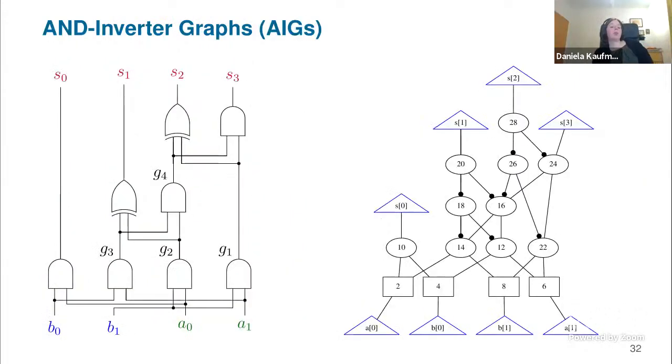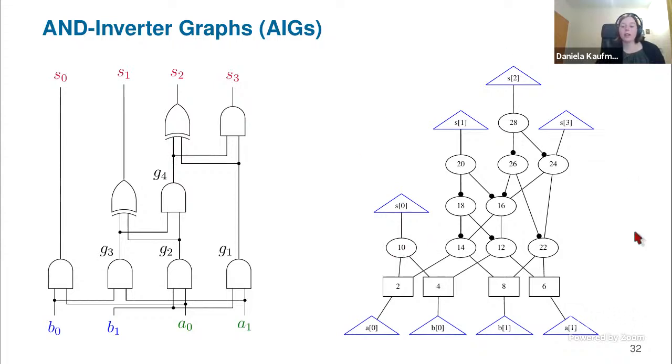Our input format is actually not this gate level circuit as you see here on the left. Instead, we use AND inverter graphs. In an AND inverter graph, each of the nodes represents a logical conjunction, and the marking on the input edge represents a negation of the input signal.